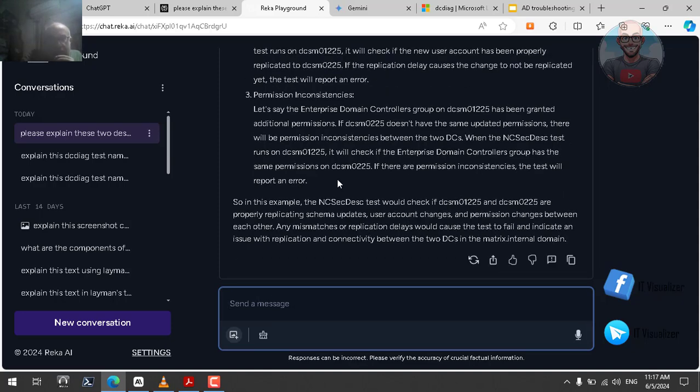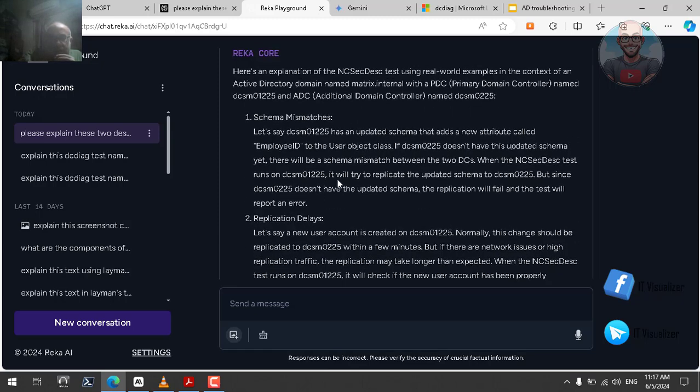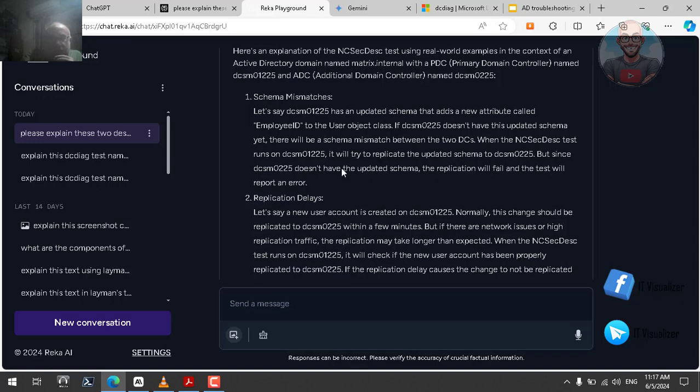Not a good answer. I can see here that there is some schema mismatch. It has said the same answer as ChatGPT, but here it is saying that when the test runs, it will try to replicate the updated schema. The test will not replicate, so this is not correct.